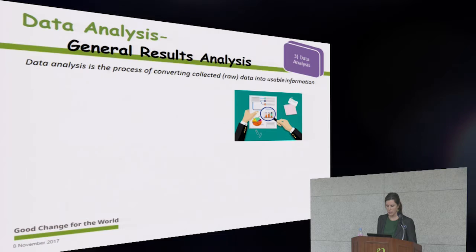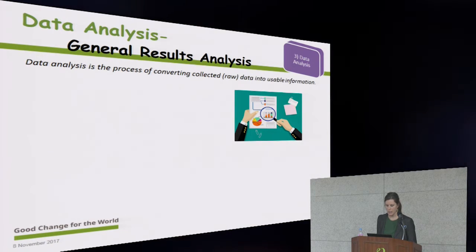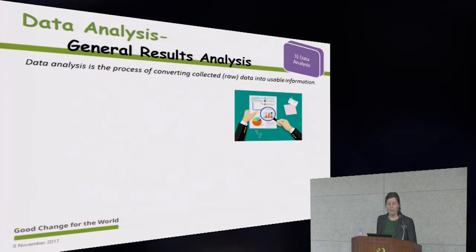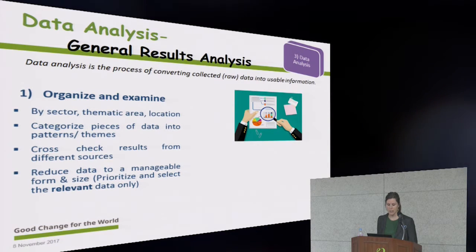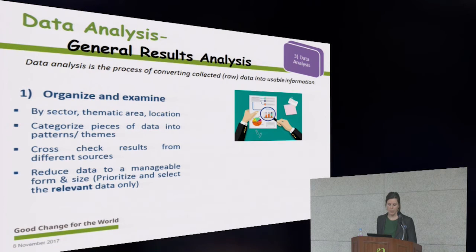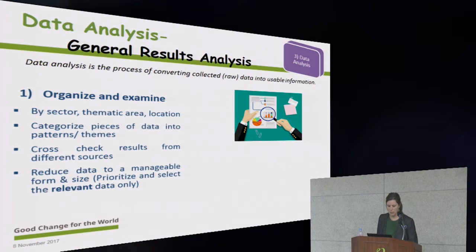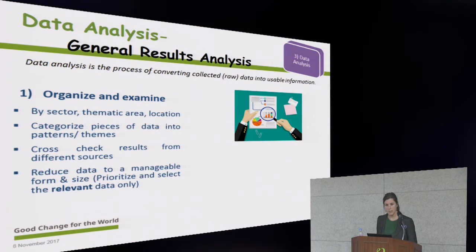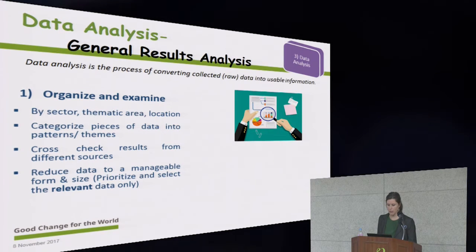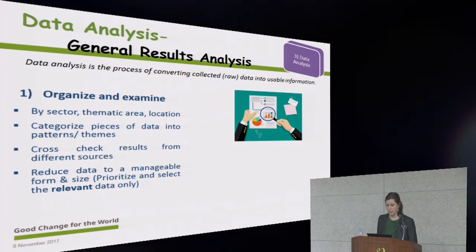So before the information collected can be made useful in guiding project design, the team must first compile and organize the data, carrying out a general analysis and interpretation. So very broadly, this process involves organizing and examining the data. During this process, you're going to sort your data by sector, thematic area, location, whatever is relevant for your project. And you're going to categorize the data into patterns and themes. Then you'll want to cross-check your results from the different sources to make sure they're in line, and reduce the data to a manageable size, and again, select what is relevant only.